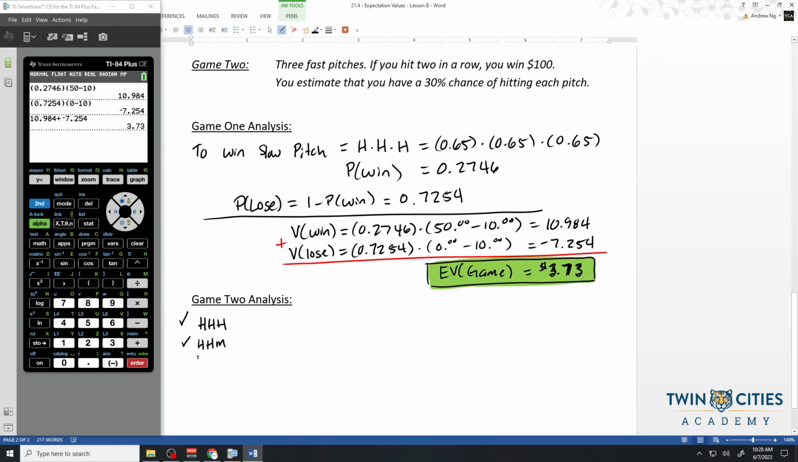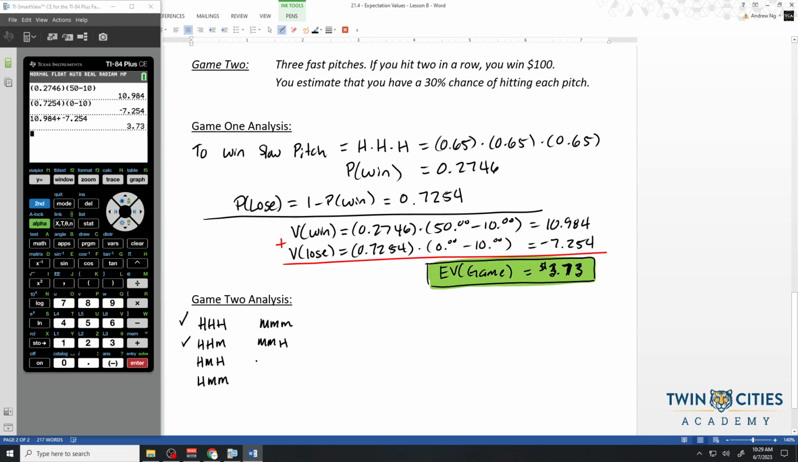But if I do hit, miss, hit, that's a loss because it's not 2 in a row, even though I hit 2 of them. And if I do hit, miss, miss, that's a loss because I only got 1 of them. Didn't get 2 in a row. I didn't even get 2 hits. All right, then what else could happen? Let's see. I could do miss, miss, miss. Of course, if I miss all 3, I would lose. If I do miss, miss, hit, I only hit 1, so I don't win there.